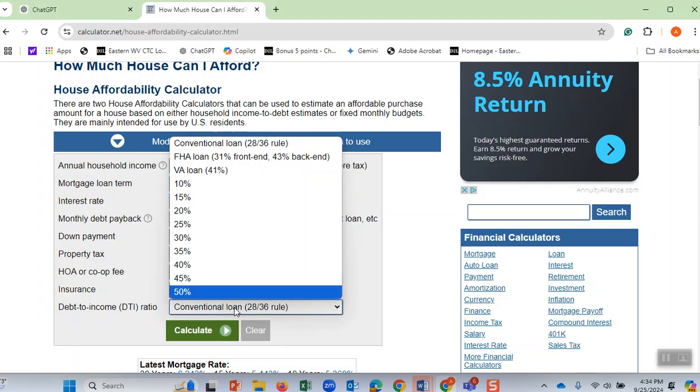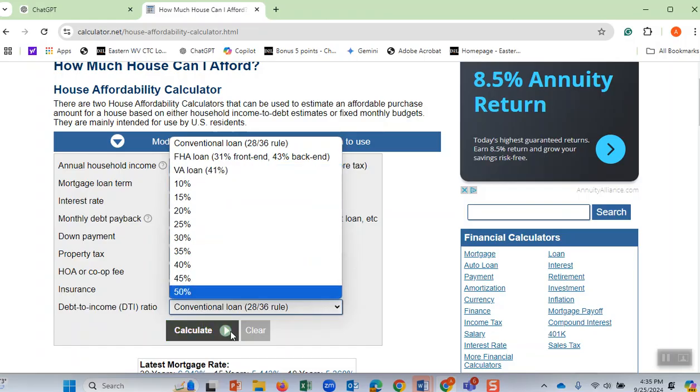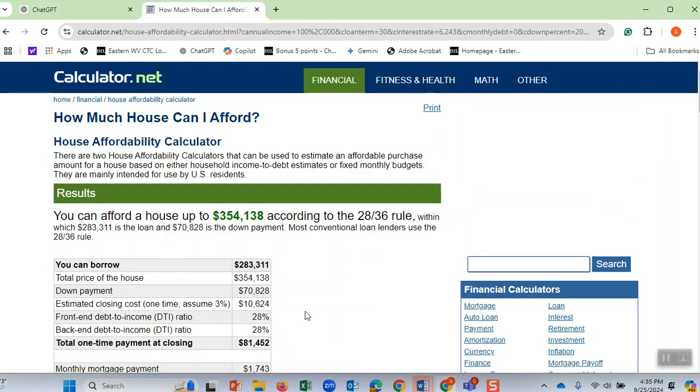And we will talk about what it means. 28 is when you have some loans, for car loans or others. If you don't have, it is 36. Therefore, this is called conventional. We will talk about it when we come to VA loans, and we put this 10%. We will talk about it. But for now, let's calculate it and take a look at it.